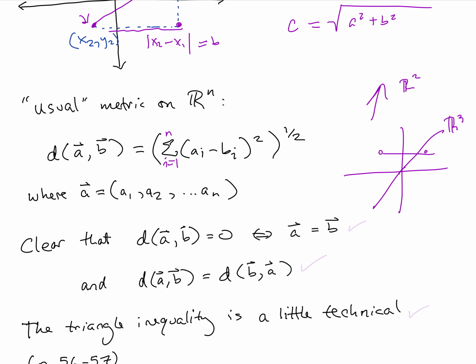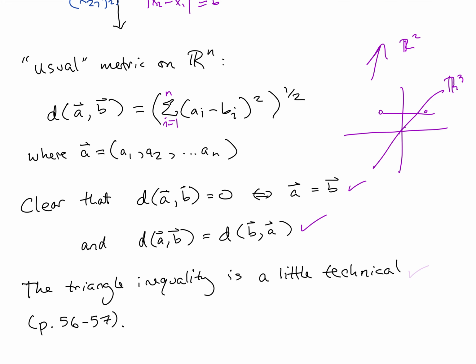It's clear that the distance between 2 points is going to be equal to 0 if and only if the vectors are equal. In other words, they're equal in each of their dimensions, each of their components, and that the distance between A and B will be the same as the distance between B and A. This is symmetric. The triangle inequality is actually a little technical here. It's on pages 56 to 57 of our book. And I would consider this kind of proof really more of a real analysis type of proof. I know some of you have had real analysis. So feel free to read it over, but I won't ask you to do a proof quite like this.